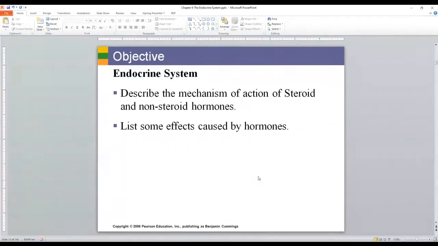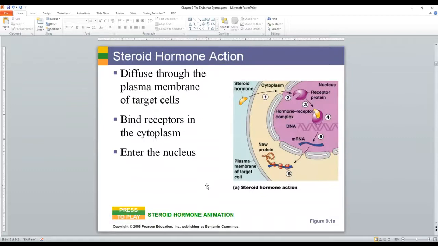We will continue on. Alrighty, so we're going to describe the mechanism of action of steroid and non-steroid hormones, and we're going to list some effects caused by hormones. Okay, first, let's talk about steroid hormones.